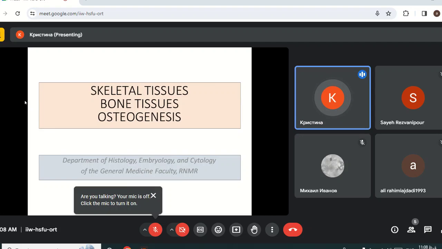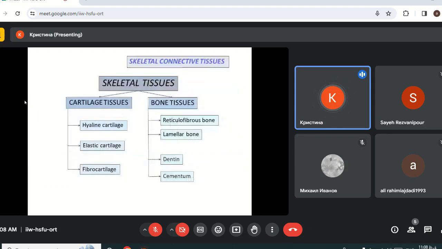And today we discuss the last topic for Colloquium 2. Colloquium 2 is about the tissues of internal environment, and the last type of tissues of internal environment that we will discuss are skeletal tissues, bone tissues, and their development, which is called osteogenesis. So, skeletal tissues include cartilage tissues that we did discuss previous time, and bone tissues that we will discuss now.